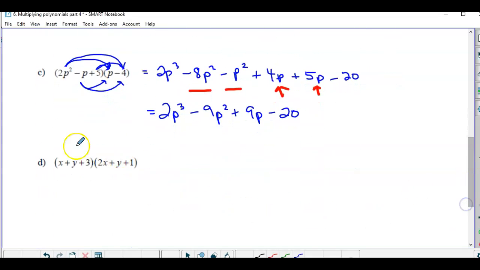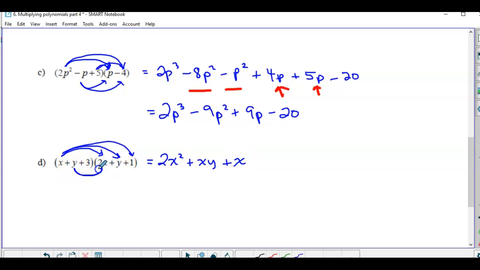Okay, and then the next one is a trinomial times a trinomial. So that's a lot of multiplying. 3 terms by 3 terms, that's going to be 9 terms when we expand out, and then we'll collect like terms. So x times 2x is 2x squared. X times y is xy. X times 1 is just x.